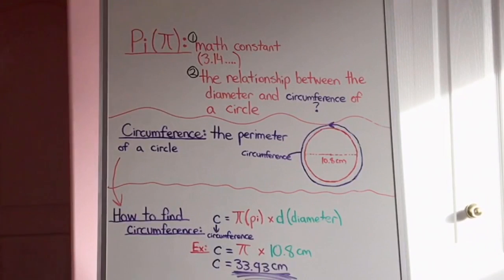In the example at the bottom, we found the circumference of the circle drawn in the circumference definition. The diameter of that circle was 10.8 centimeters. We substituted in 10.8 for the D, which is diameter, and after multiplying that by pi, we found that the circumference of the circle is 33.93 centimeters, rounded to the nearest hundredth.